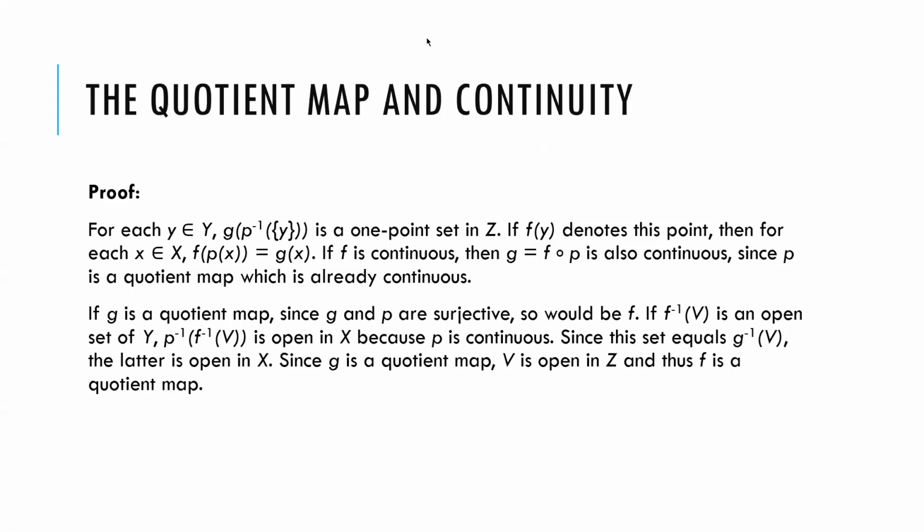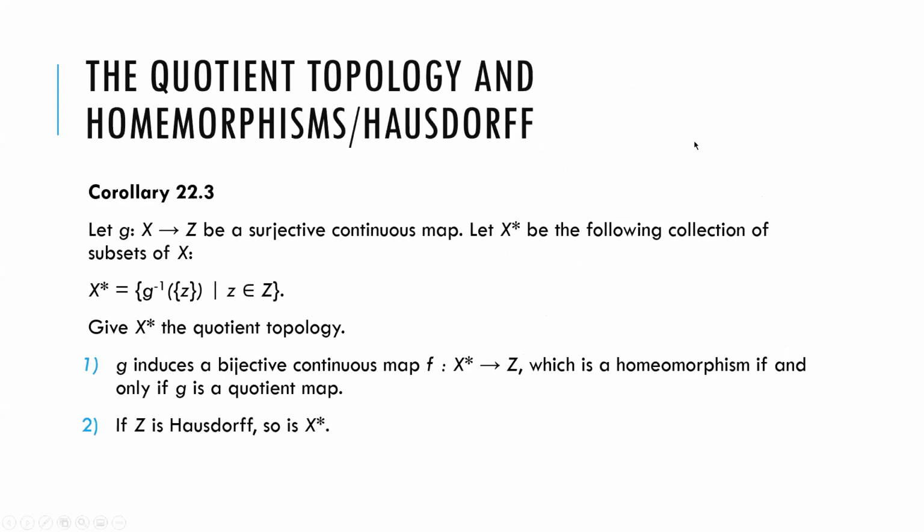Okay, so I will move on to our corollary. We say let G mapping X to Z be a surjective continuous map, and let X star be the following collection of subsets of X, where X star is G inverse of Z for every Z in big Z, and X star has the quotient topology.